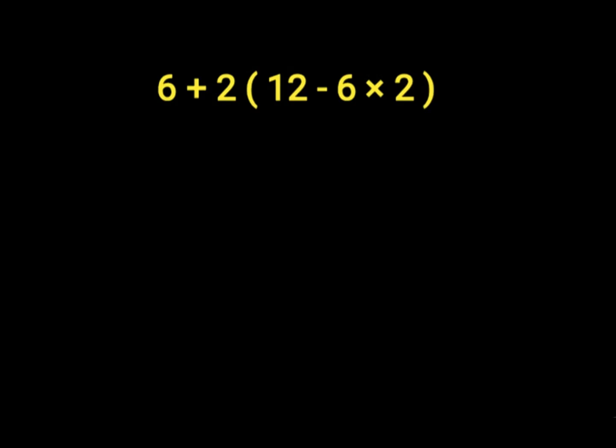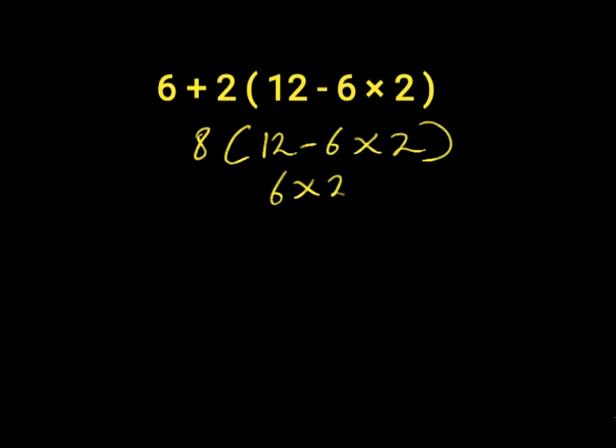6 plus 2 parenthesis 12 minus 6 times 2. 6 plus 2 will give us 8. Then we have 8 parenthesis 12 minus 6 times 2. In our parentheses, 12 minus 6 will give us 6. Then we have 6 times 2.